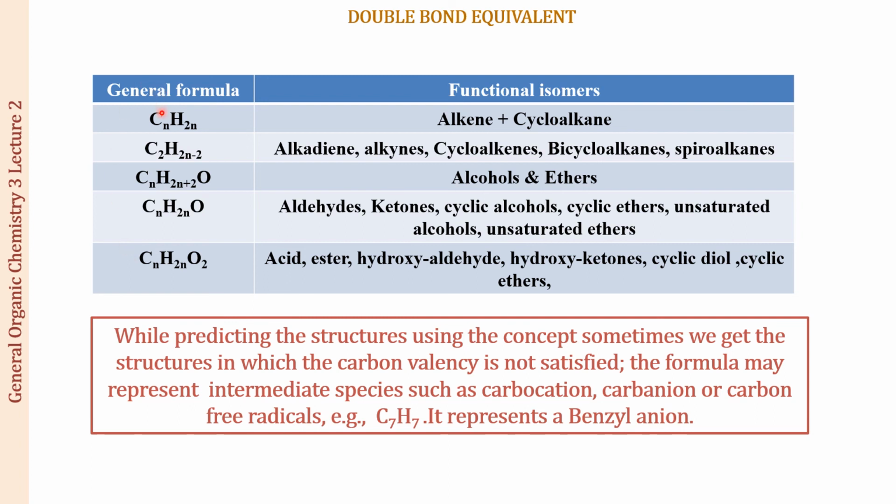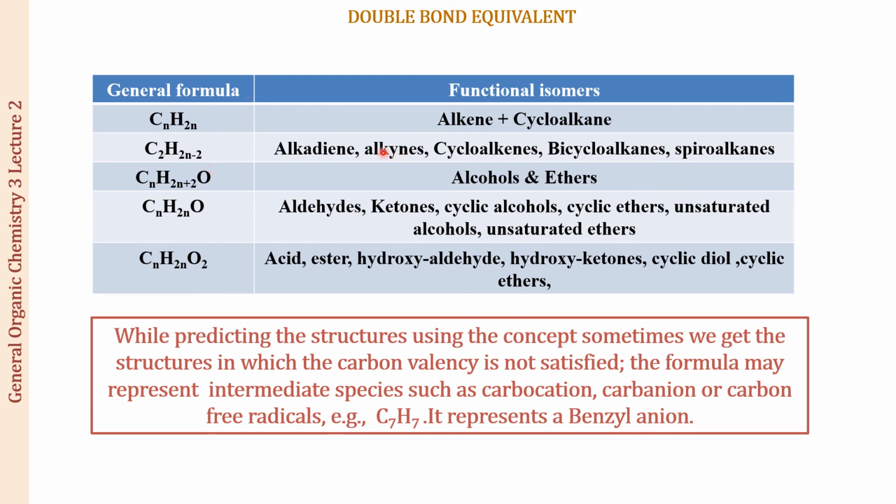So if we have CnH2n, this is going to be an alkene. Alkene has one double bond, so that means a dB value of 1. So the other thing that you can have instead of a double bond is a ring, so that can be a cycloalkane. Next we have CnH2n minus 2. So generally what you think of it is an alkyne.